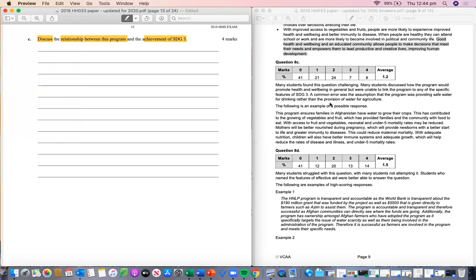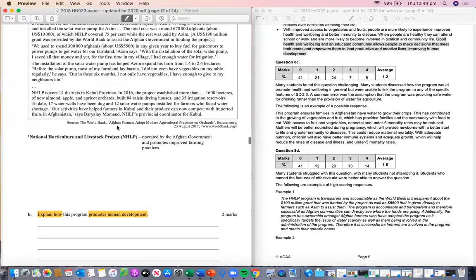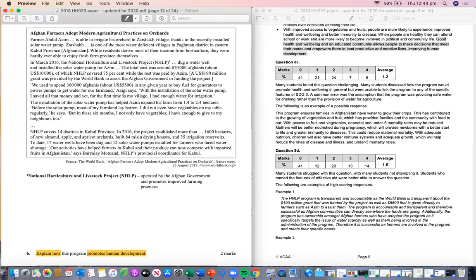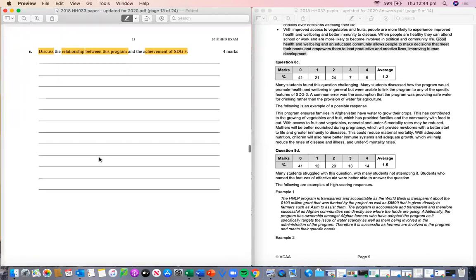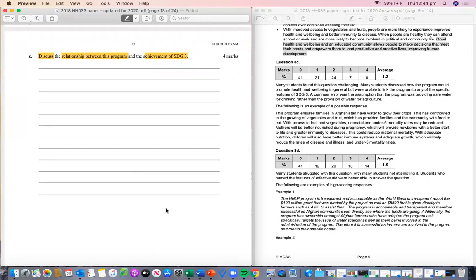A common error was the assumption that the program was providing safe water for drinking rather than provision of water for agriculture. So again, obviously you need to read through this case study to make sure you're aware of that as well. I just wanted to save time and not read through it.